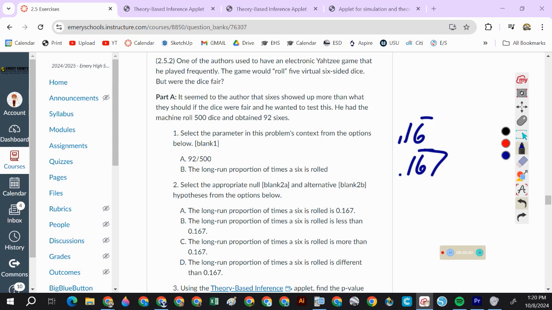The long run proportion. Okay. So this is the parameter which we believe to be 0.167. The null is going to be A, equal to 0.167. And is this one-tailed or two-tailed? Look back at the original problem. It seemed to the author that sixes showed up more than what they should if the dice were fair, and he wanted to test this. One-tailed.